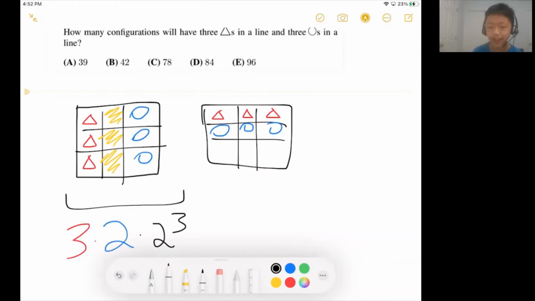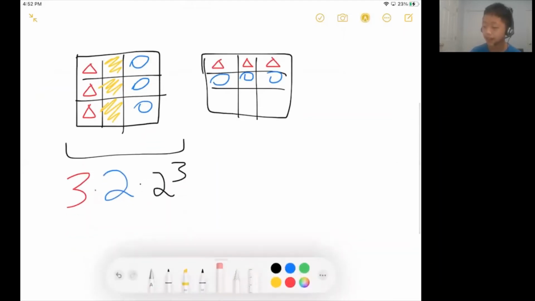If you were to proceed with this logic and calculate this, you get 48. And if you do the same thing here, you'd also get 48. So if you do 48 plus 48, you get 96. And then after the test, when you check the answer key, you get depressed because that's not the right answer. The reason is that, especially in counting problems, you have to be very careful with overcounting. So we actually overcounted here.